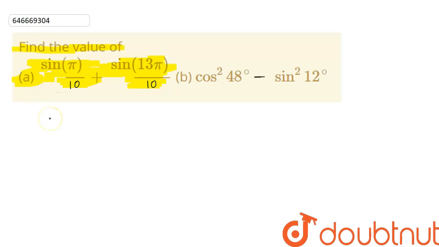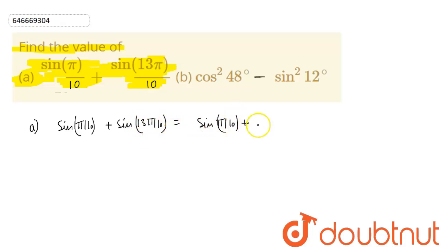So let us note this down here. In this first part we are given to find the value of sine pi by 10 plus sine 13 pi by 10. For solving this, we are going to write sine pi by 10 as it is, and instead of sine 13 pi by 10 we are going to write sine of pi plus 3 pi by 10. If we take the LCM, we get 10 pi plus 3 pi, that is 13 pi by 10. So we can cross verify it: it comes out to be sine 13 pi by 10, which is the same as that given in the question.